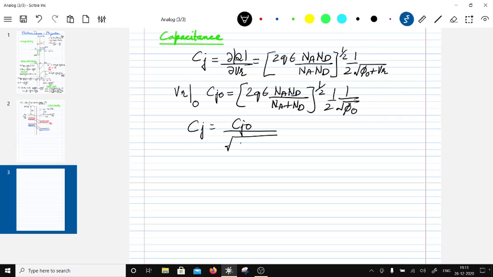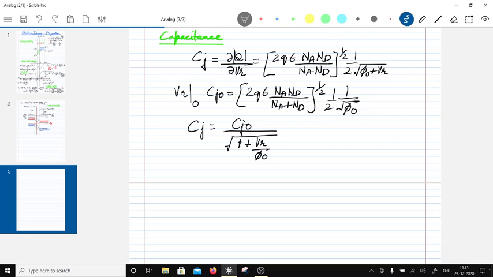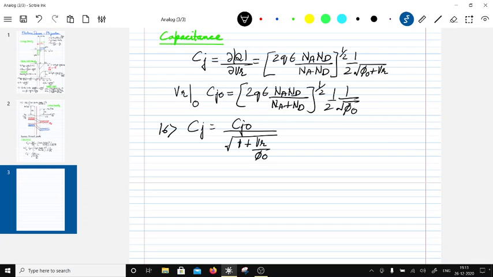1 plus VR by psi 0, because Cj0 has a psi 0, so divide by square root psi 0, so that's correct. This is true for an abrupt junction, so I'm going to write this as expression 16.